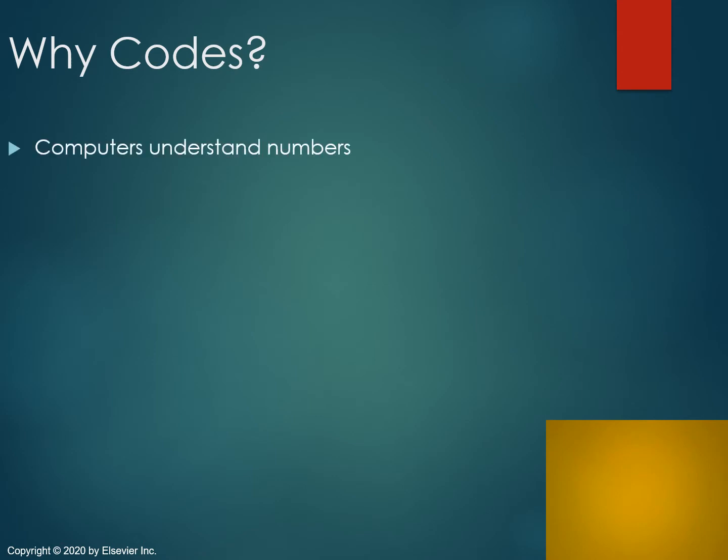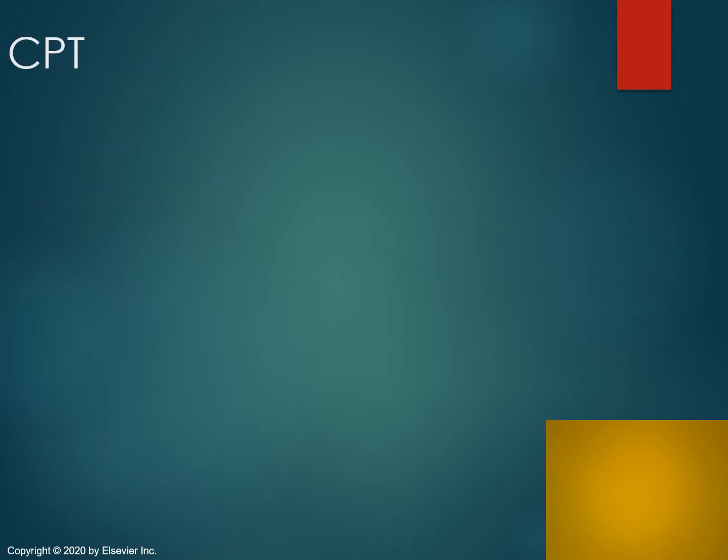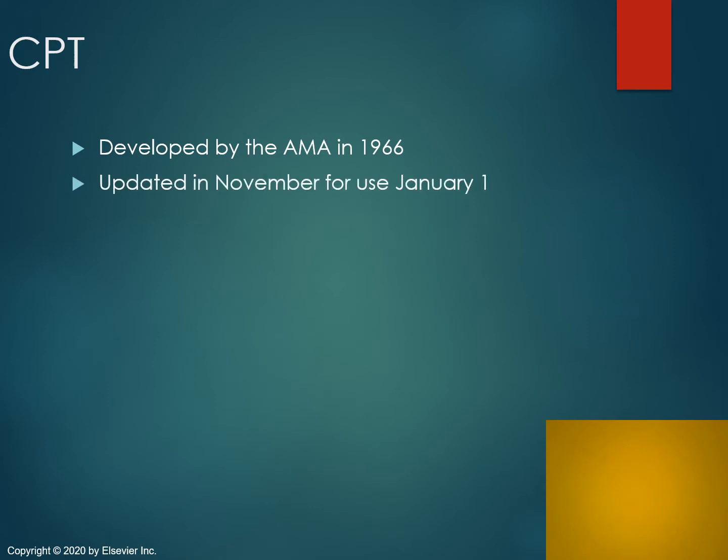So why do we use codes? Because computers understand numbers and there's specific descriptions attached to each code. And the CPT was developed by the AMA, American Medical Association, in 1966. And it's updated in November of every year to use in January the 1st, actually. The categories are divided, as we just mentioned, in category 1, 2, and 3 codes.